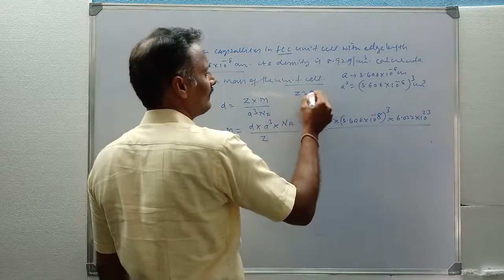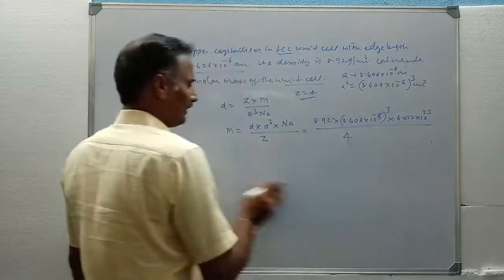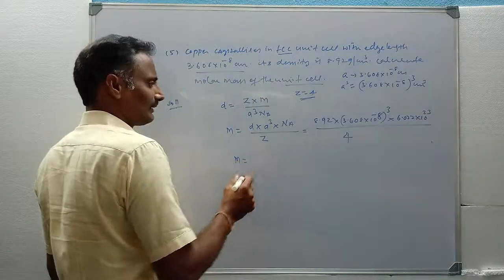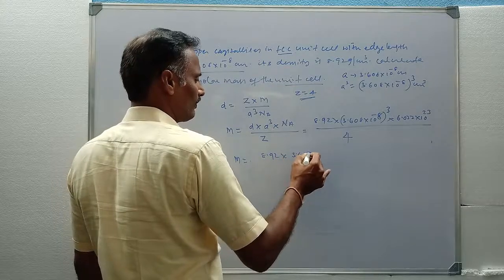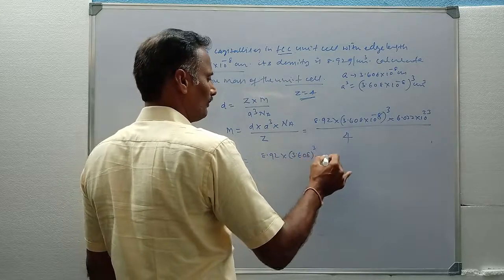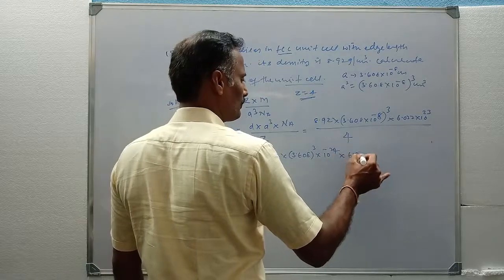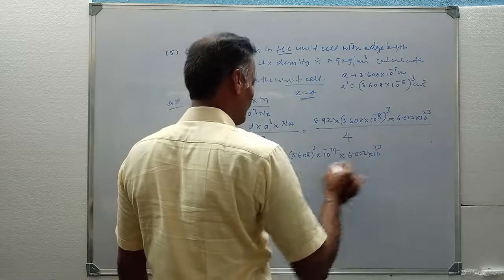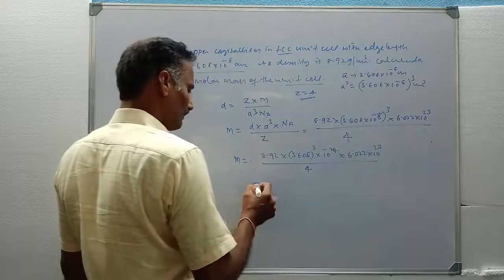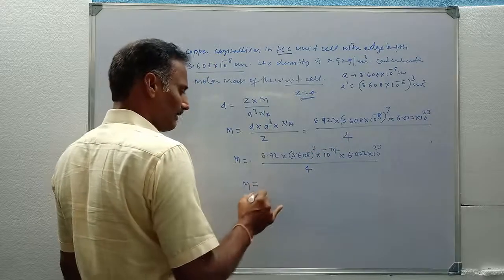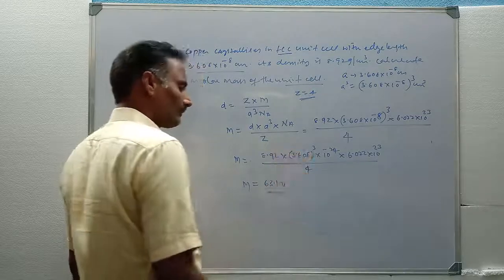For a face centered unit cell, what is the value of Z? Z value equal to 4. Then on simplification: 8.92 into (3.608) whole cube into 10 to the power of minus 24 into 6.022 into 10 to the power of 23 divided by 4. We will get the atomic mass of copper as 63.1 unified mass.